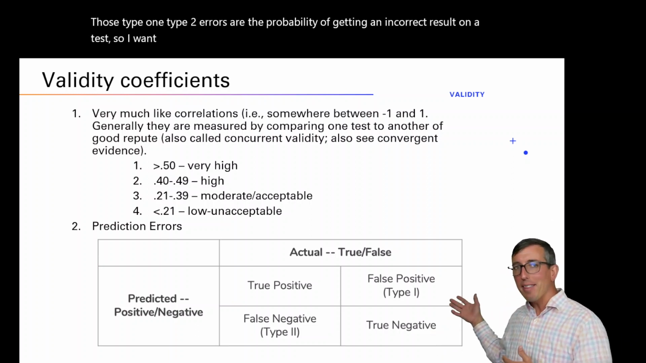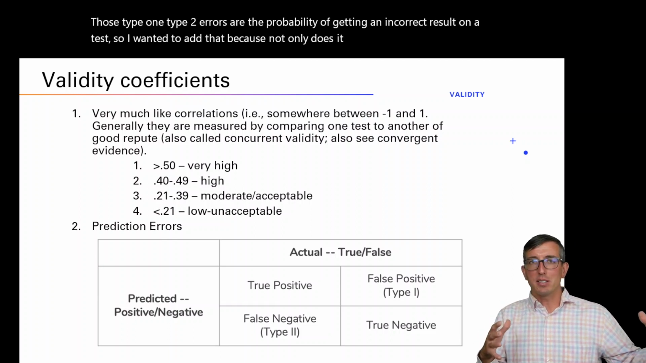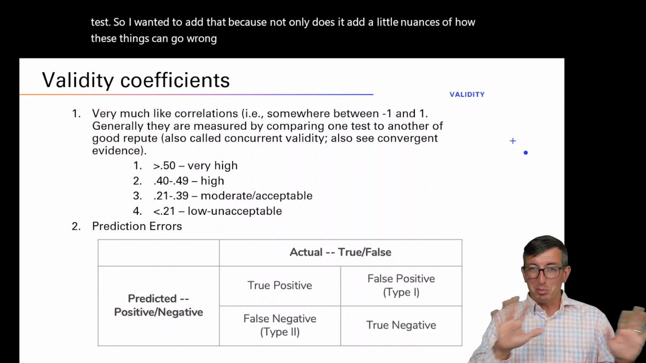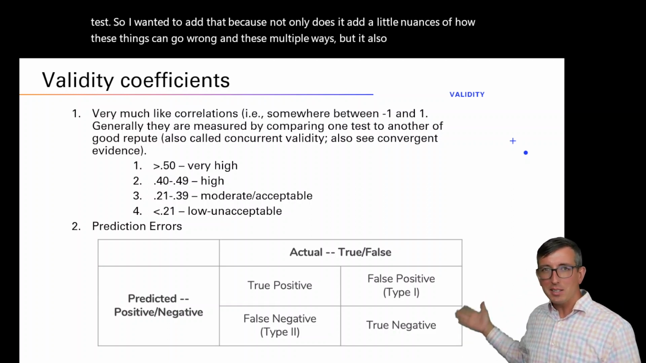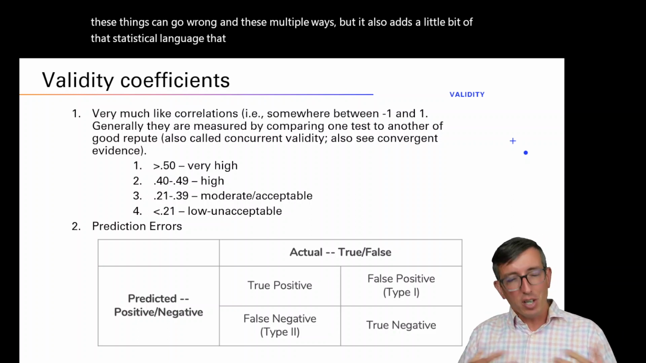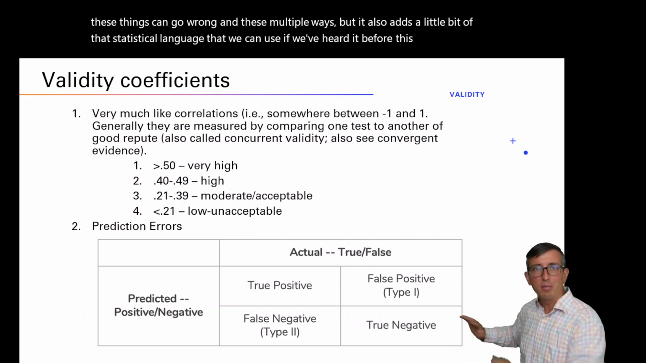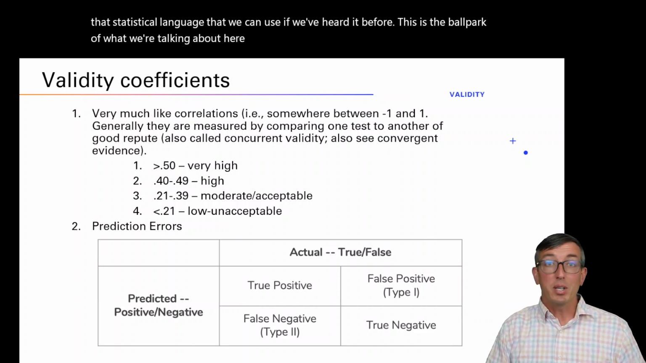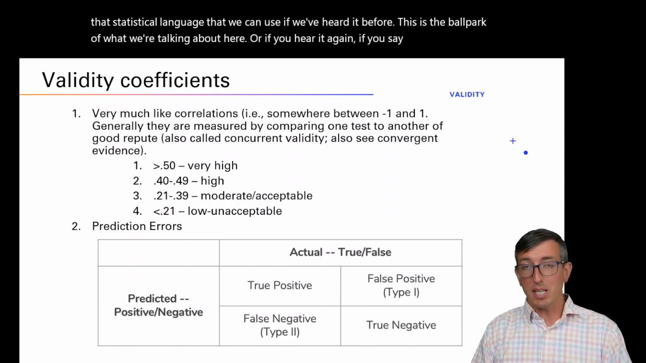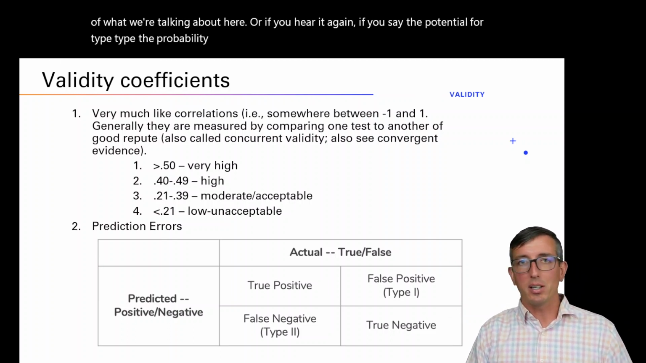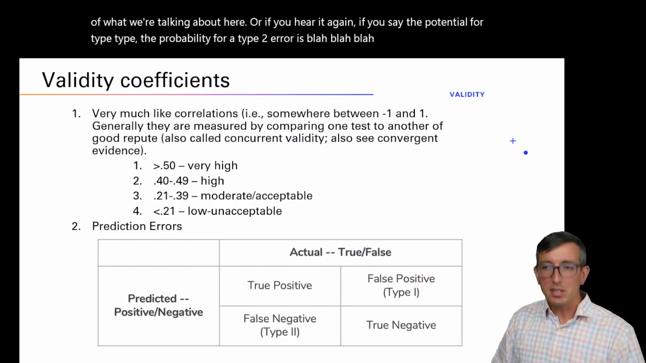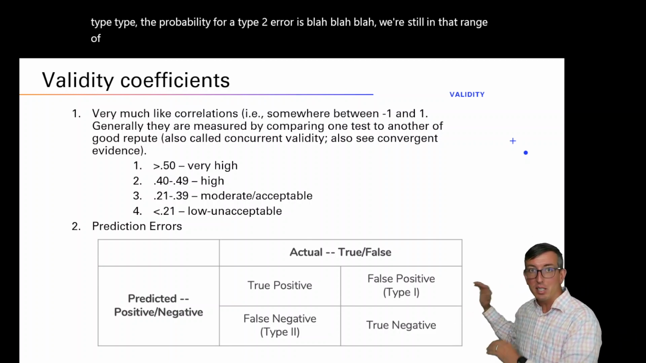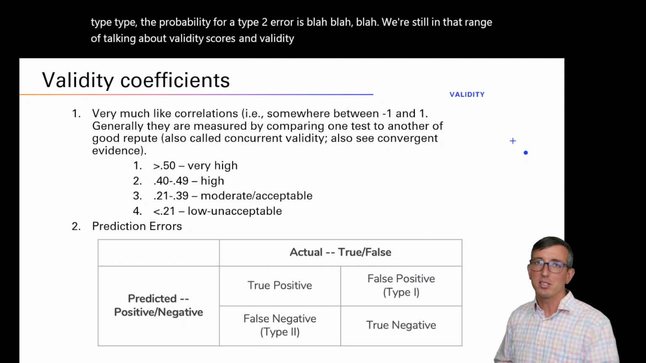So I wanted to add that because not only does it add a little nuance of how these things can go wrong in these multiple ways, but it also adds a little bit of that statistical language that we can use if we've heard it before. This is the ballpark of what we're talking about here. Or if you hear it again, if you say the potential for the probability for a type 2 error is blah, blah, blah, we're still in that range of talking about validity scores and validity information here too.